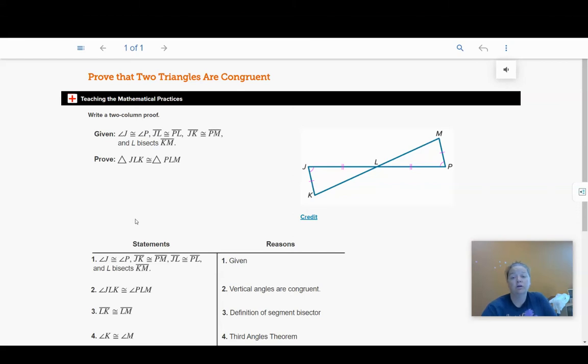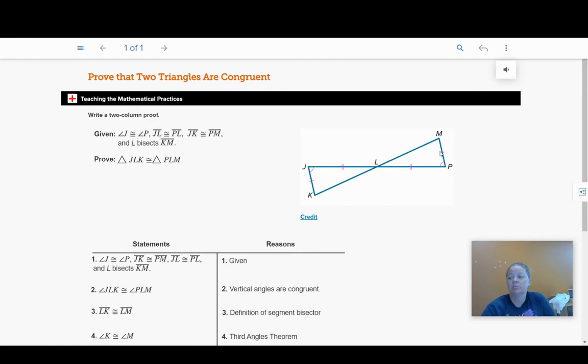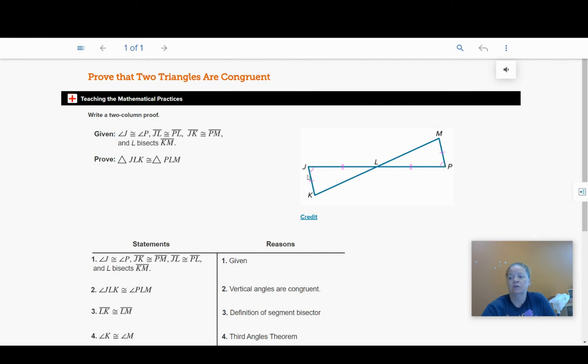Example number 4, another 2-column proof. We want to prove that two triangles are congruent. So they tell us that MP is congruent to KJ. They tell us angle P is congruent to angle J. And they tell us that PL is congruent to JL.